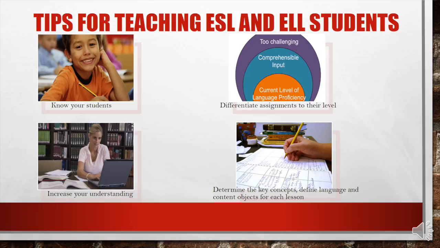This fourth picture we have is to be sure as the teacher that you determine the key concepts, and define the language and content objectives for each lesson. This is something that a teacher should be doing no matter what, no matter the diversity of their classroom. But with an English as a second language student, it's more important to make sure that you set the language objectives for the ELL students. The language objective might be new vocabulary, find the nouns in a lesson, or apply a grammar rule, but you need to make sure that that language objective is there in your subject to help increase their understanding.